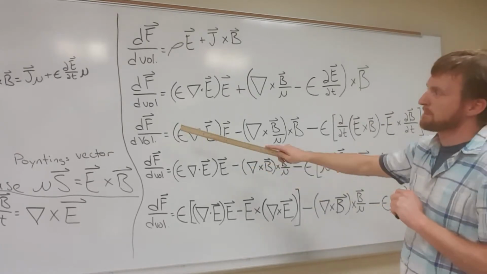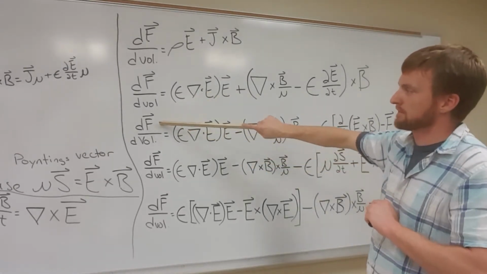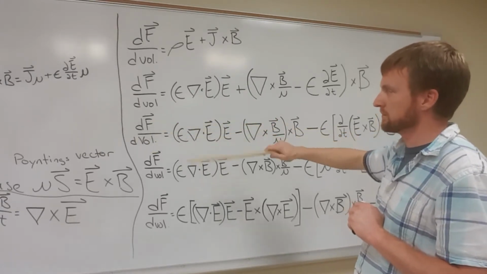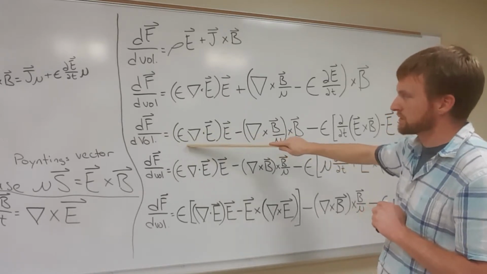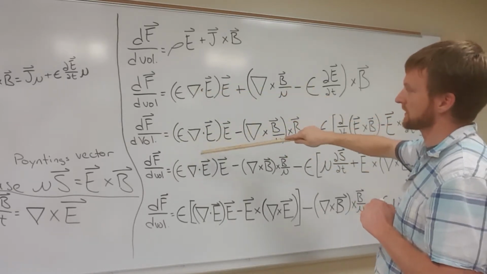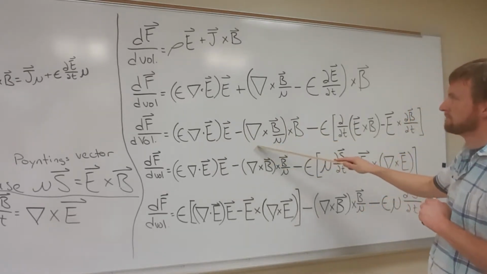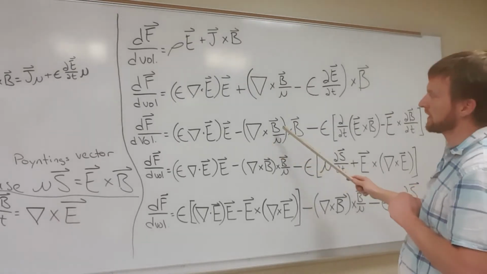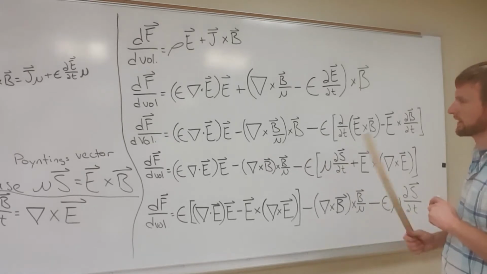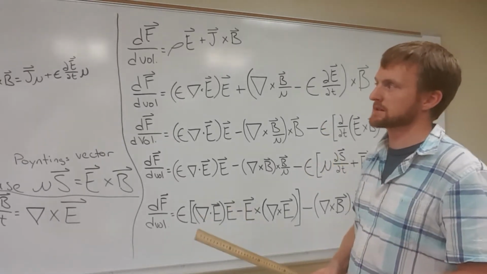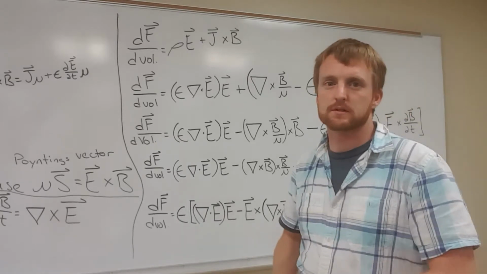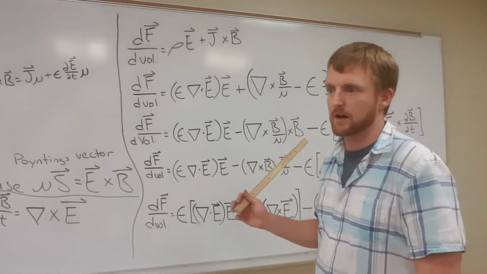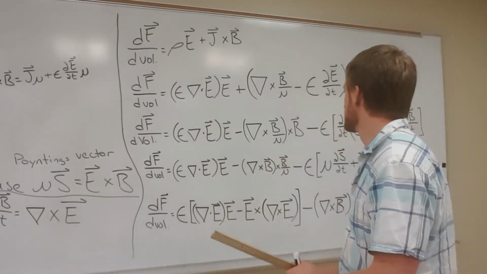Now, taking it a step further, the derivative of force with respect to volume is equal to, here we have the Gauss's law again, times the E field, minus now the curl of B cross B. There's a minus sign in there because of the manipulation of Ampere's law. We had to do that to account for introducing Ampere's law into this.